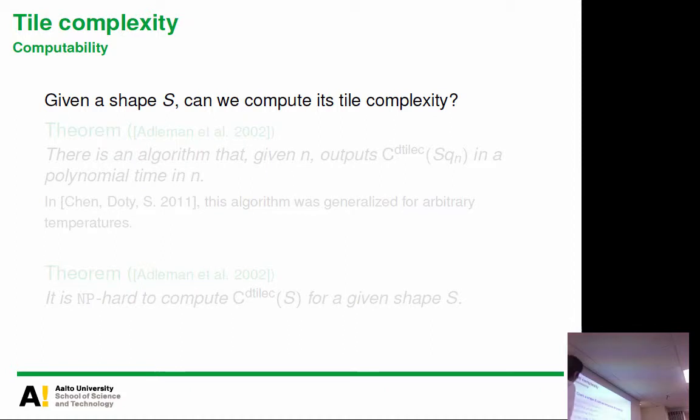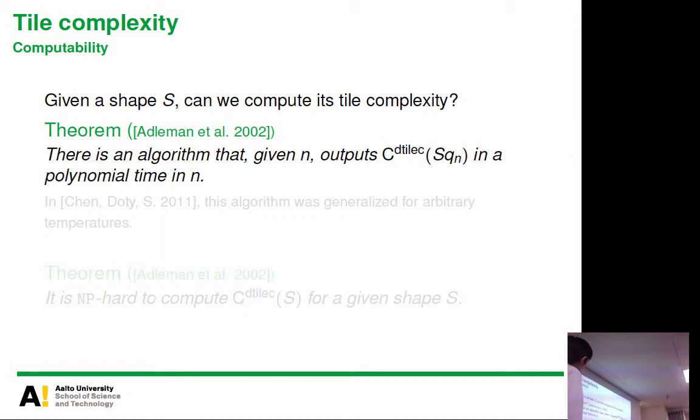Okay. Then the question is, experimental people say, oh, I want to make this. Please compute the tile complexity. How simply can we make tile assembly systems? So that's a very practical problem.